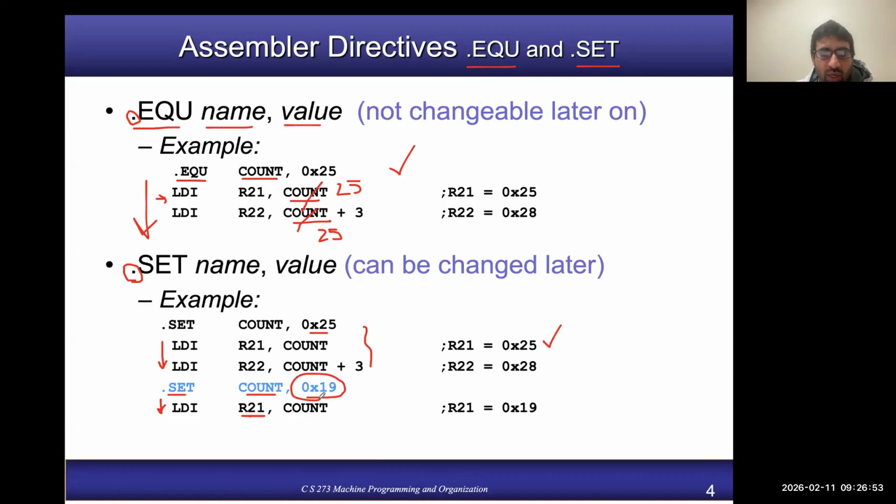Okay. If we were using .equate, we cannot do this. We cannot write here the second statement .equate count, comma, 0x19. If you do, the assembler will complain. Any questions?